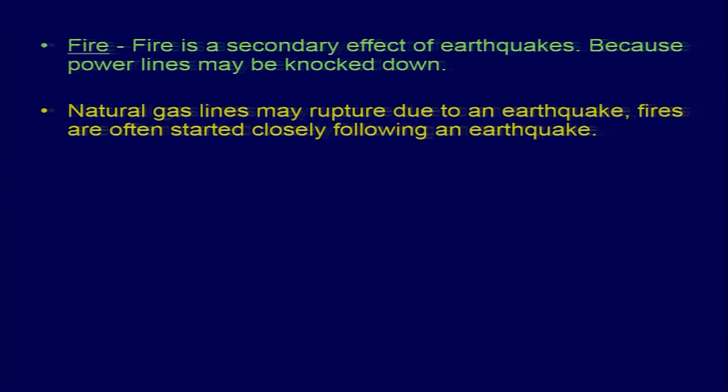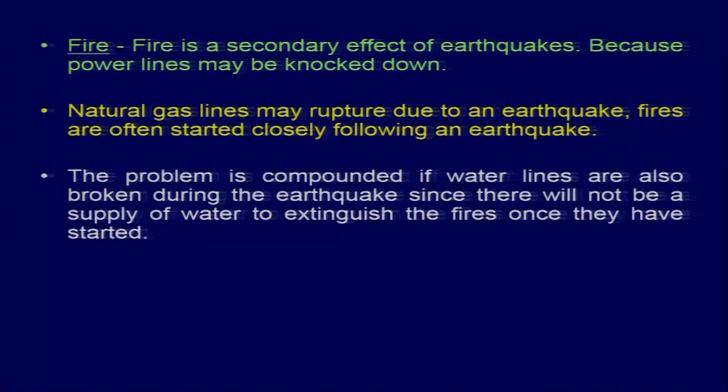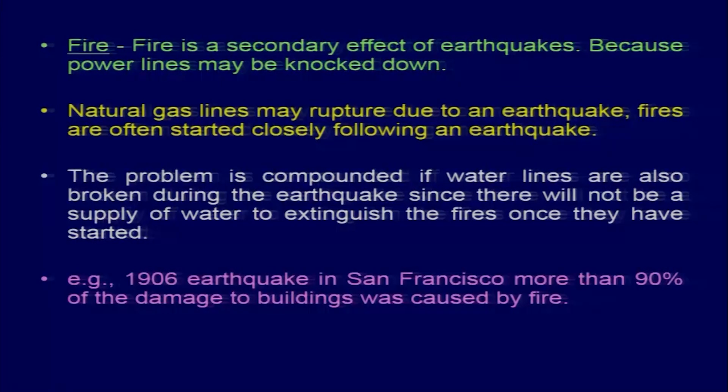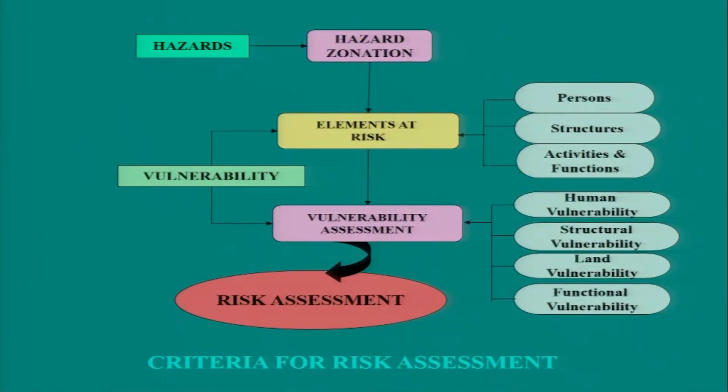Natural gas line ruptures, okay, with problems compounded by water lines. You may have the breaking up of dams, or maybe breaching of canals, water canals, which can result in local flooding. And this is an example of the 1906 earthquake in San Francisco. More than 90% of the damage to the buildings was caused by fire. So these are the important parameters which are secondary effects, which we feel are very trivial, but we need to take into consideration.